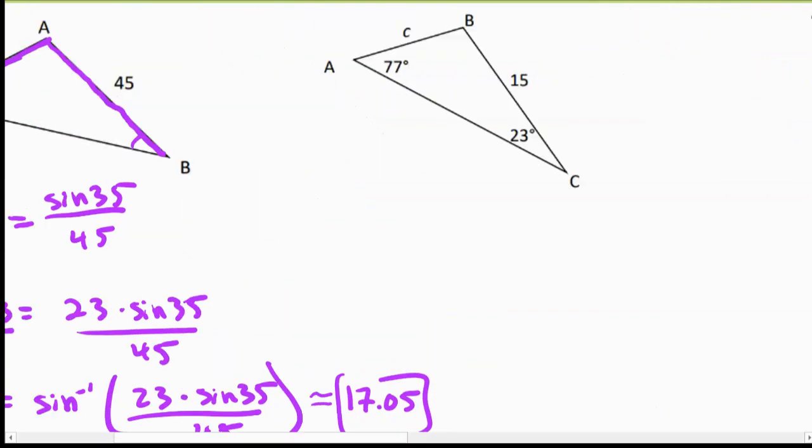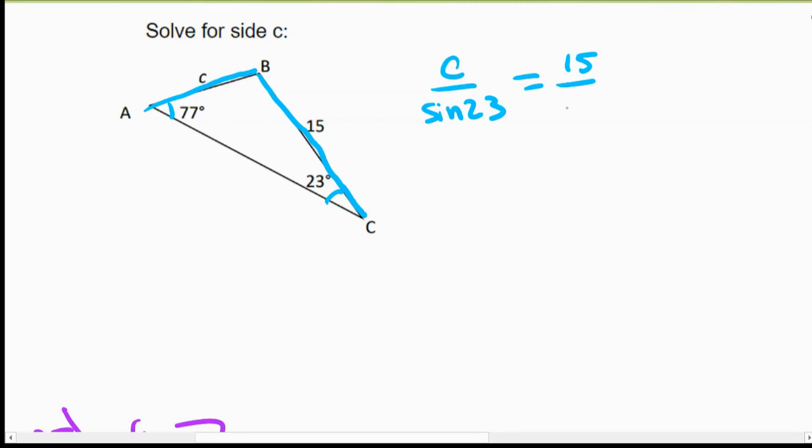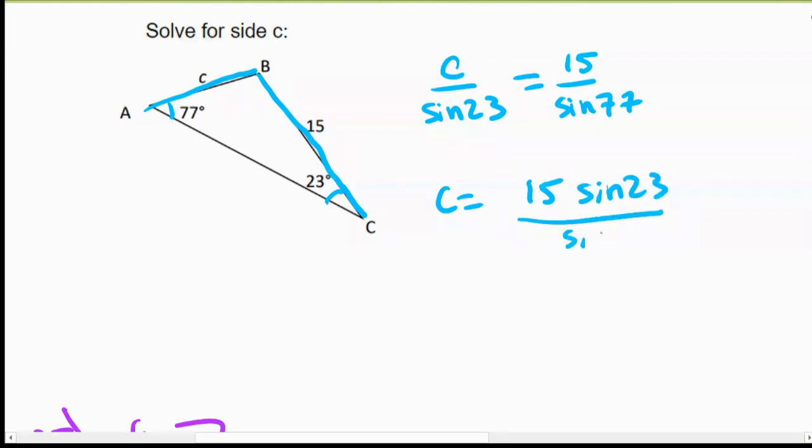All right, so for the next one here, we say solve for side C. In this one here, I know angle C, and I'm looking for side C. So I want to say C over sine of 23. And then I have angle A here and the side across from it. So I'm going to say 15 over sine of 77. C equals 15 times sine of 23 because I want to move it to the other side.